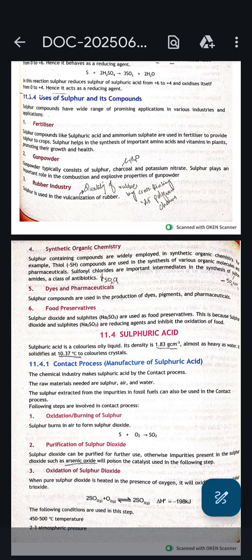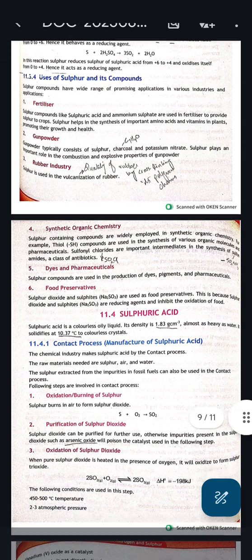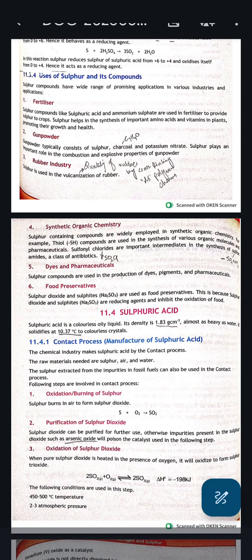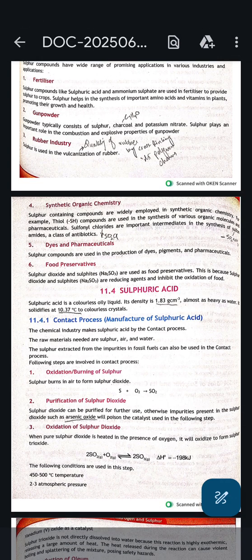Gunpowder. So gunpowder typically consists of sulfur, charcoal and potassium nitrate. Sulfur plays an important role in the combustion explosive properties of gunpowder. C7H4O is a charcoal. Okay, then rubber industry. So sulfur is used in the vulcanization of rubber. Vulcanization improves the quality of rubber by cross-linking its polymer chain.